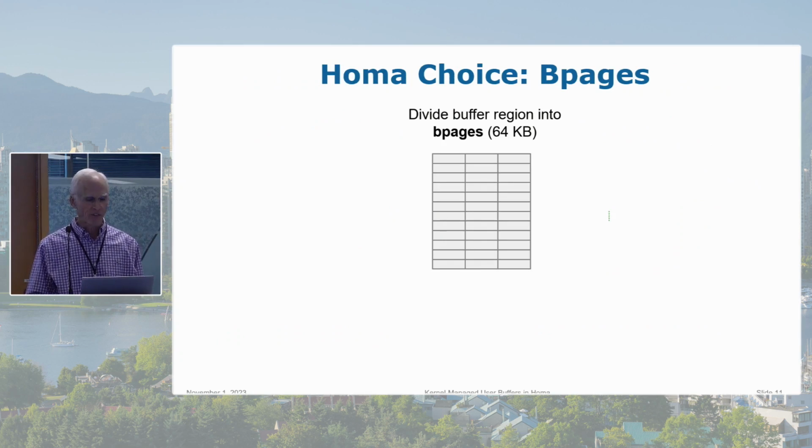Instead, the buffer region is divided up into, I call them pages, but in order to avoid confusion with hardware pages, I call them buffer pages or B pages. And these are moderately big. Right now, they're 64 kbytes.